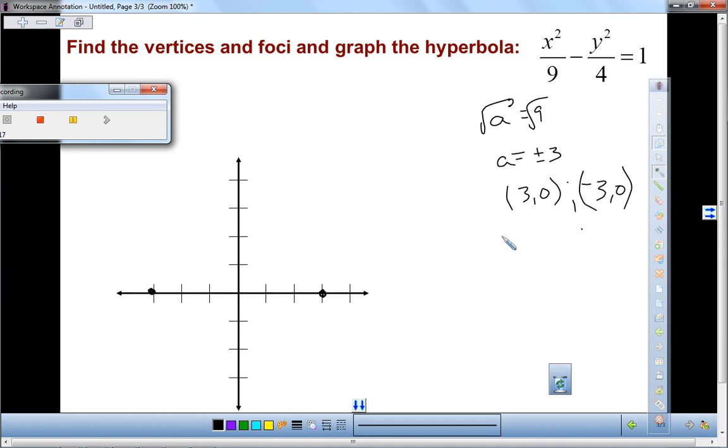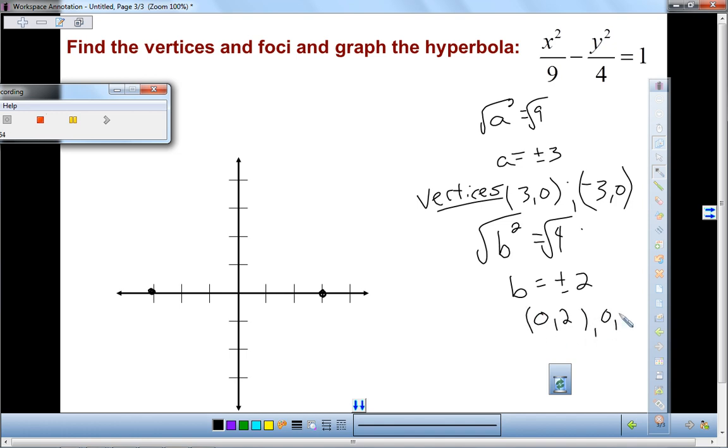Now we'll do the same thing for our B value. Our vertices here are 3, 0, and negative 3, 0. Now the B, we just need to draw a rectangular box in. So B squared is equal to 4. Okay, take the square root, and B is equal to plus or minus 2. And so our points for our B values are going to be 0, 2, and 0, negative 2. So we'll plot those there and there. And now we'll draw a rectangular box in here. And that's going to help us to graph this.